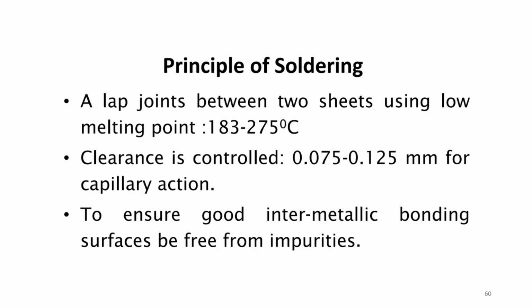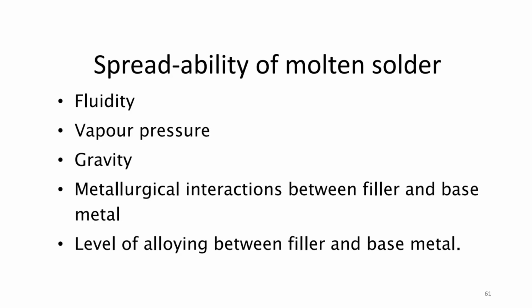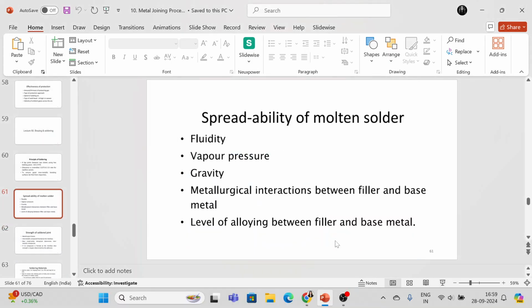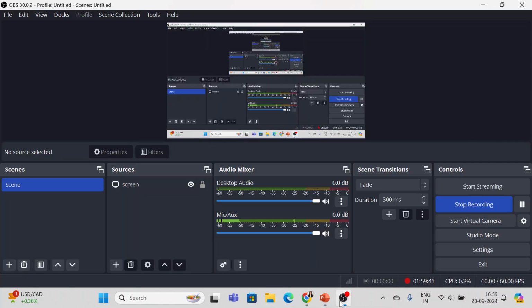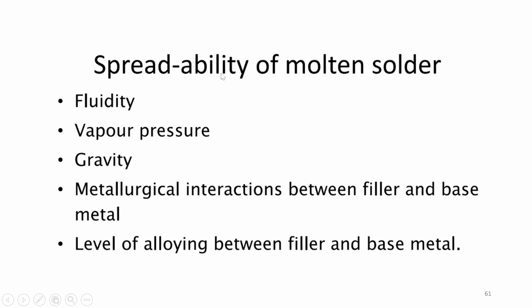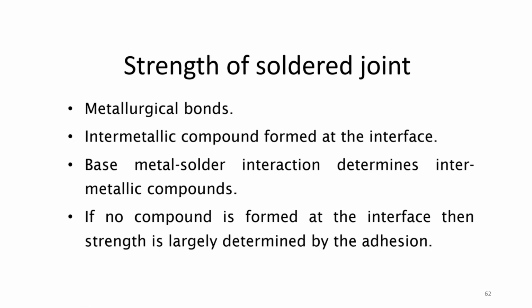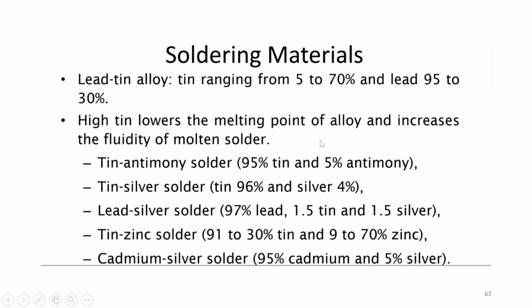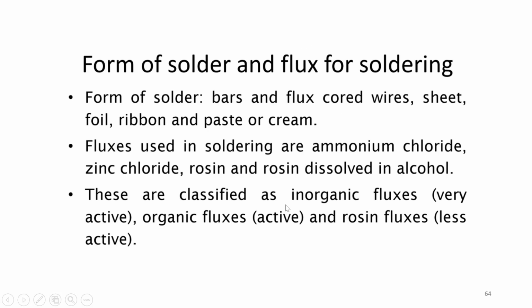Then we went through brazing and soldering. So soldering is done at lower temperatures, and these are the parameters that affect spreadability of solder: fluidity, vapor pressure, gravity, then strength of solder joints. So they have purely adhesion. It can also have intermetallic bonding as well, and these are various soldering materials. And the form of solder and flux.